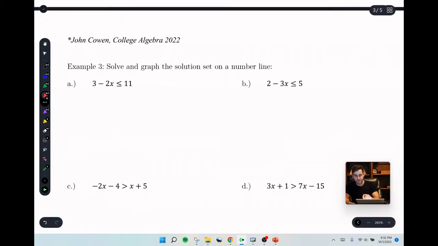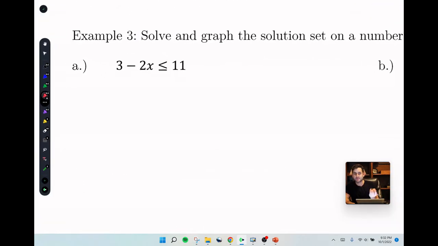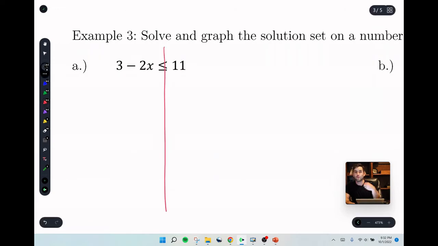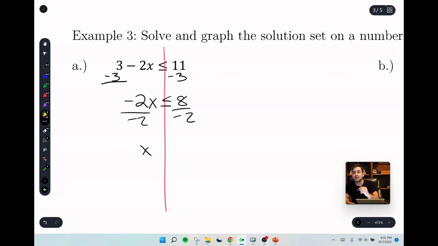No, let's see. We'll do the first one. This is a flip. So we need to get x by itself, right? So we treat it exactly like an equal sign. What you do to one side, you do to the other, right? So we subtract 3. You're left with negative 2x less than or equal to 8. Divide by negative 2. Divide by negative 2. Whoa! I said the words divide by negative, right? So I always, this is what I do.